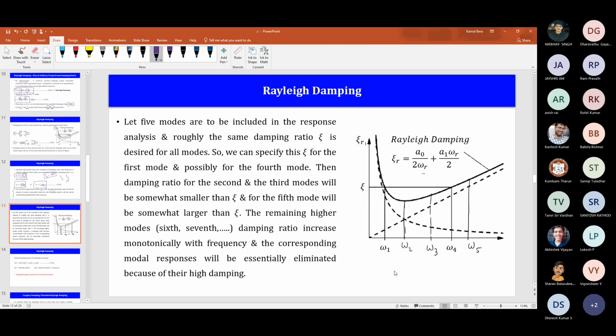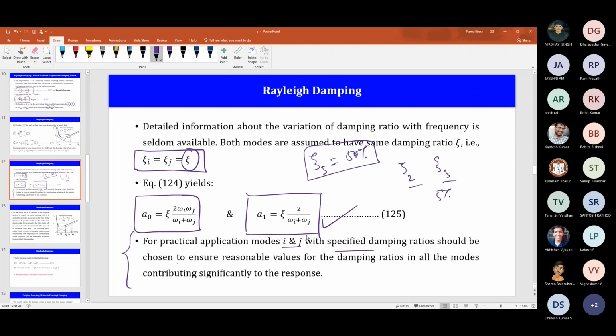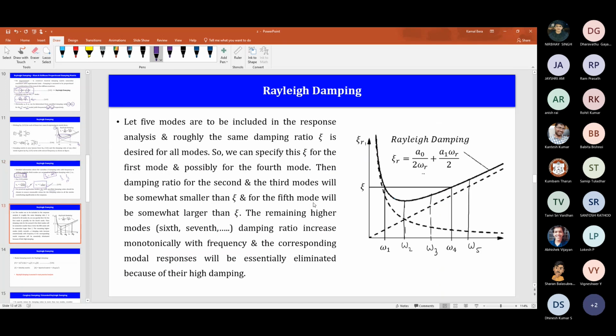Okay, let us say one example is given. In order to use this expression, for which the two modal damping ratios are the same, which modes are we going to choose? We are going to choose the first mode and the fourth mode, omega 1 and omega 4, because in that case they are more or less equal. We are not going to choose omega 2 and omega 5, because these are quite different, so we would not be able to use that expression.